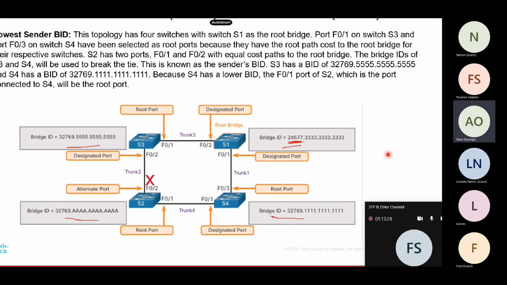Now, which switch has the highest bridge ID between S3, S2, and S4? I want to hear that. S2 has the highest bridge ID.